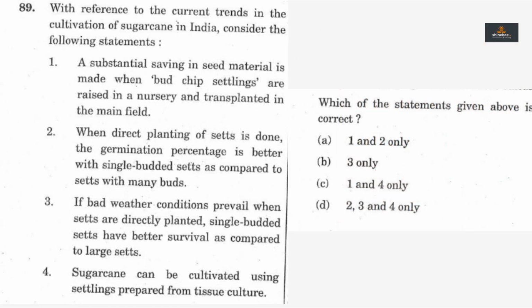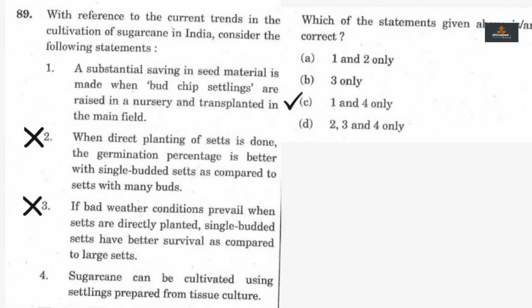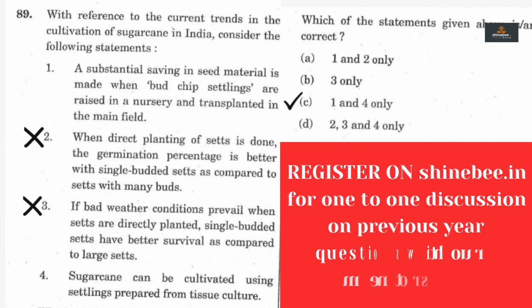The question on cultivation of sugarcane in 2020 prelims. In this question, statement 2 says that germination percentage is better with single budded sets as compared to sets with many buds. Now, use your common sense to reason that in case of single bud, if the bud is destroyed, then plant cannot germinate. But in case of many buds, if one bud is destroyed, other surviving bud will ensure germination of the plant. Therefore, statement 2 is incorrect. Using the same logic, statement 3 can also be marked incorrect. Now, with statement 2 and 3 wrong, the correct answer should be option C, that is 1 and 4 only.